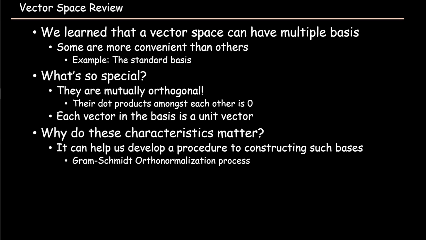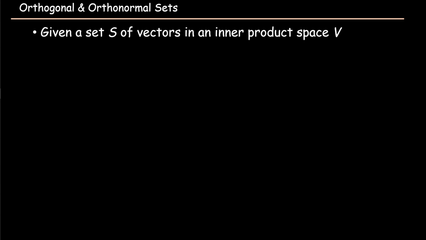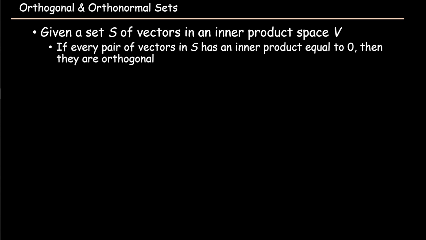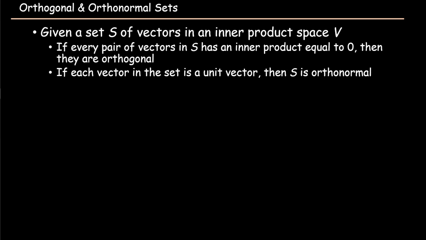Before we start talking about that, I've been throwing around the words orthogonal and orthonormal. We already know what orthogonal vectors are, but what about orthonormal? So, given a set of vectors S in the inner product space V, we're going to use this to define what an orthogonal and an orthonormal set is. If every pair of vectors in S has an inner product equal to 0, then they're orthogonal, which makes sense because we discussed a couple of lectures ago that orthogonality means two vectors are 90 degrees from each other, so they're perfectly perpendicular.